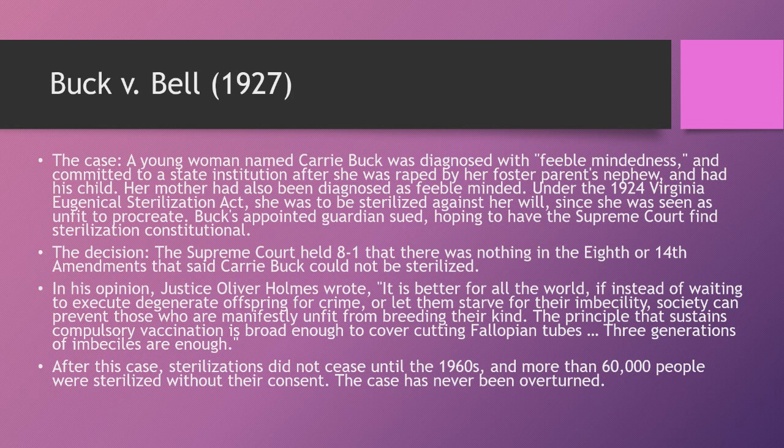Buck versus Bell. This is 1927. This was a woman who was diagnosed with feeble-mindedness. She had a low IQ, essentially, and she was committed to a state institution after she was raped by her foster parent's nephew and had his child. Her mother had also been diagnosed as feeble-minded as well, and under the 1924 Virginia Eugenical Sterilization Act, she was to be sterilized against her will, so she wouldn't be allowed to have children ever again, as she was seen to be unfit to procreate. Okay, unfit to have children.